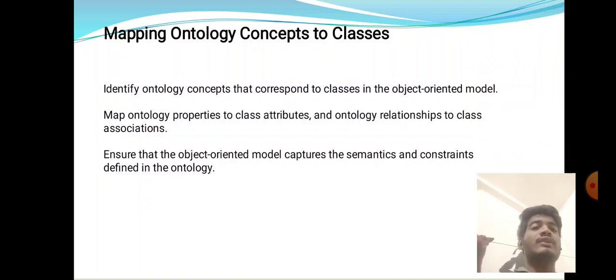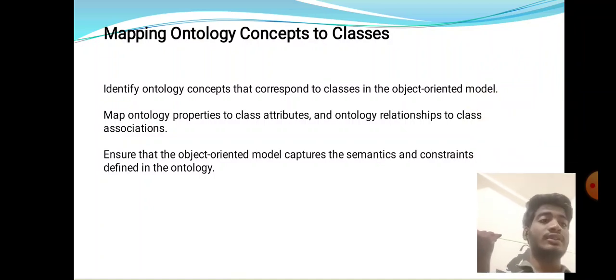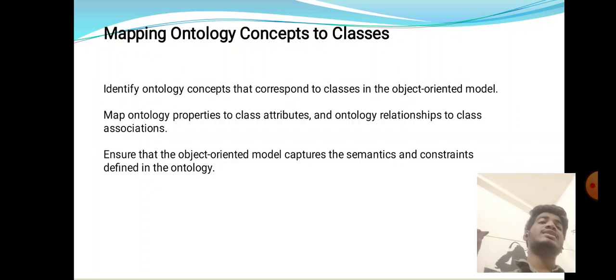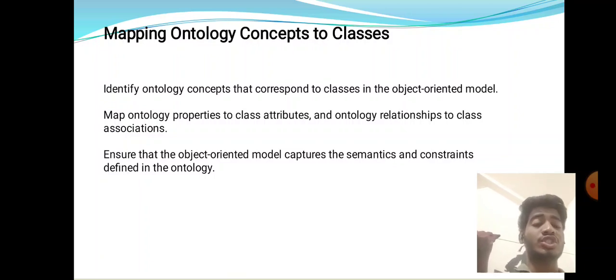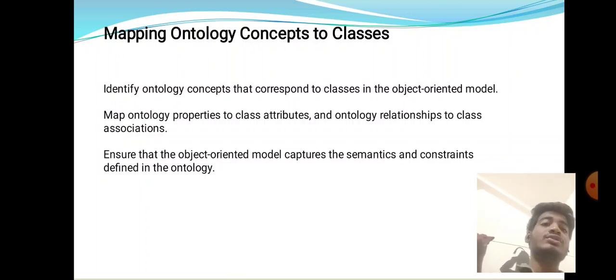Mapping ontology concepts to classes. First of all, identify the ontology concepts that correspond to classes in the object-oriented model. Map ontology properties to class attributes and ontology relationships to class associations. Ensure the object-oriented model captures the semantic constraints defined in the ontology.